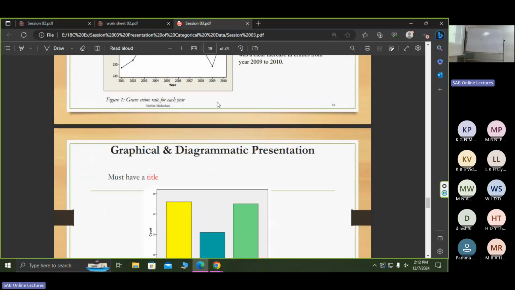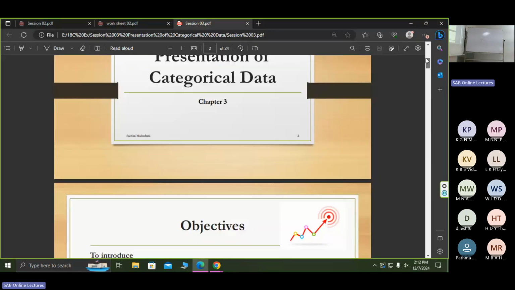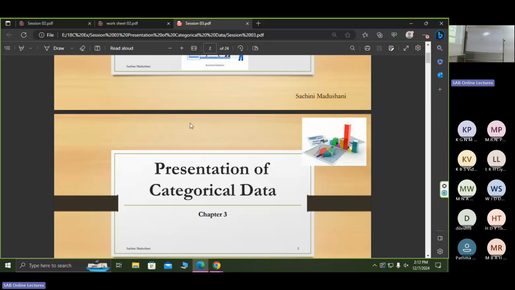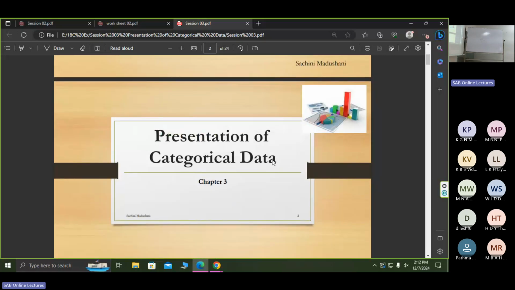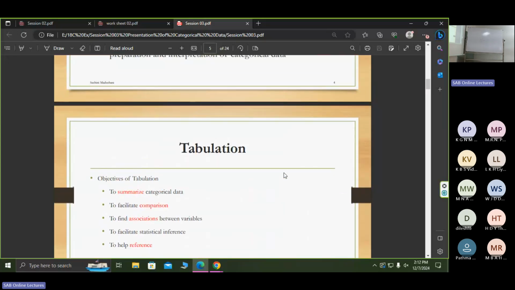It's clear? Okay, then session number 3. The first 4 sessions are normally theory parts. In this session we studied how we present categorical data. The first method we studied was the tabulation format. Tabular means we can represent our data set using rows and columns. Then we call that tabulation.